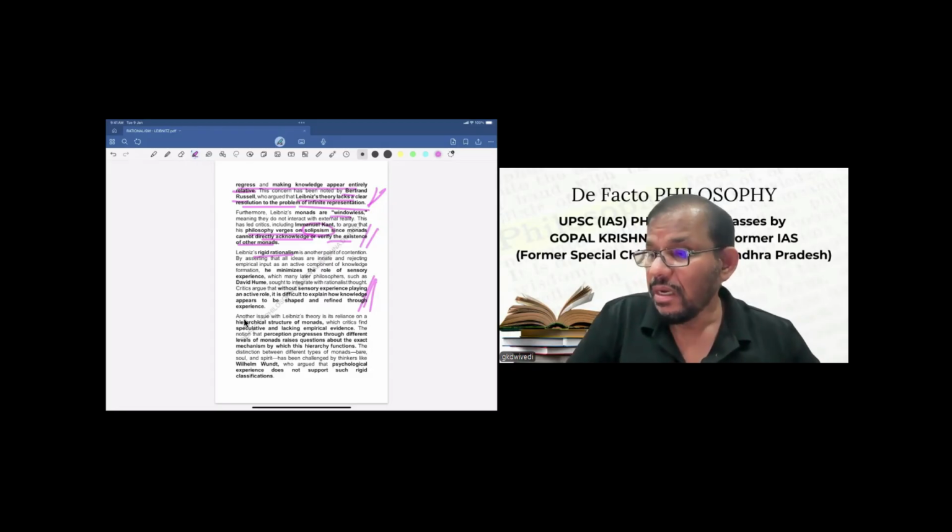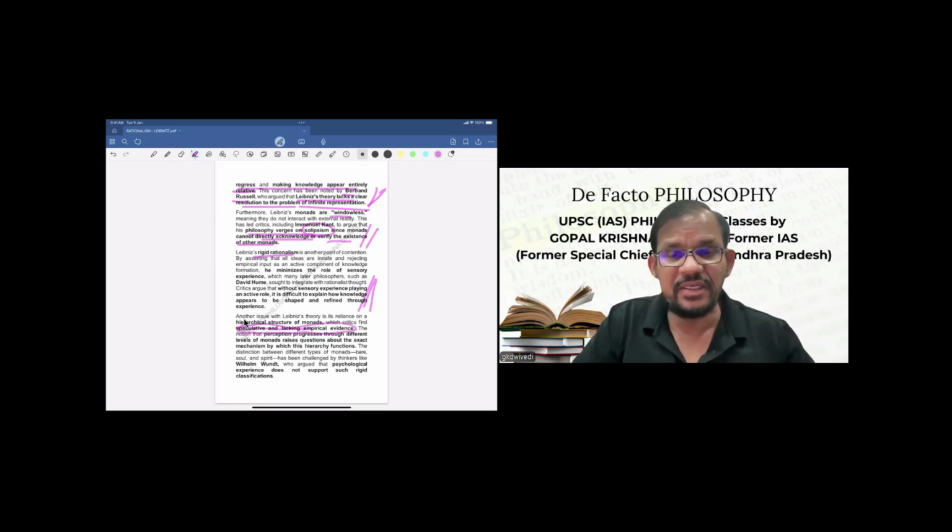Another issue is the hierarchical structure of monads. This is more speculative than real. It appears there is no empirical evidence. It is a very speculative theory. Then perception progresses through different levels of monads. This he has given, again a hierarchy of monads he has made. All this is more speculation than empirically observed reality.